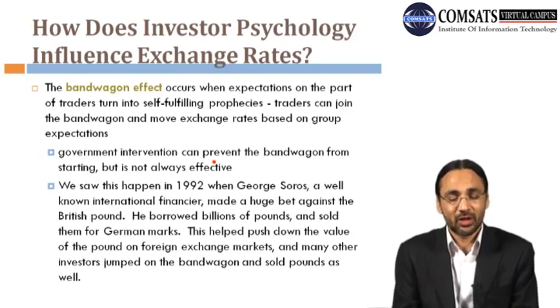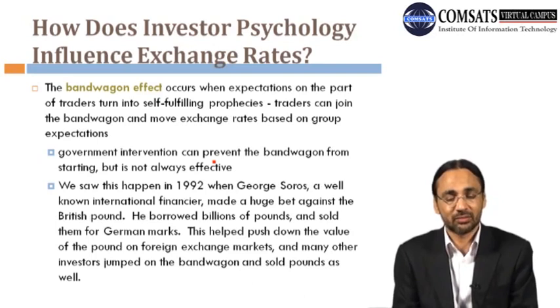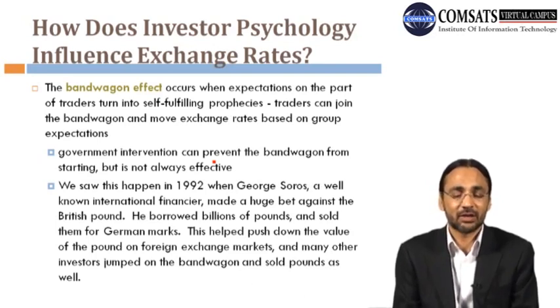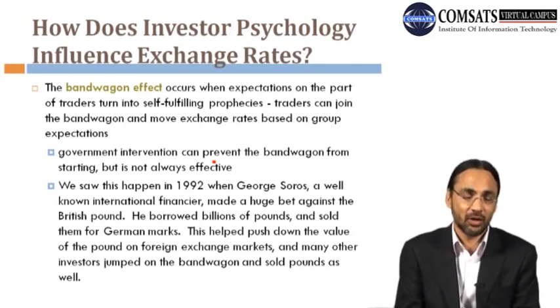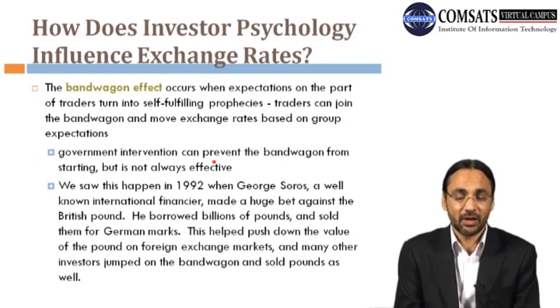Okay, we have seen this thing because of this bandwagon. George Soros, a famous stock marketeer, made a huge bet against the British pound. He predicted that the British pound would go down against the German mark, and he borrowed billions of pounds and sold them for German marks. And later, all the other people observed him and started to follow him, and they joined the bandwagon and sold pounds as well.